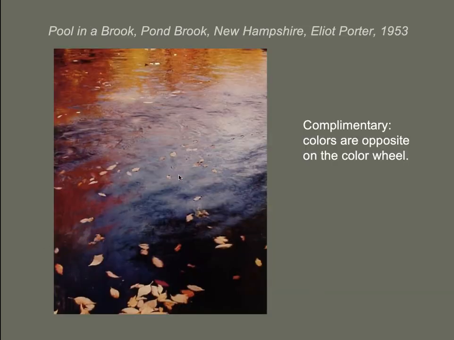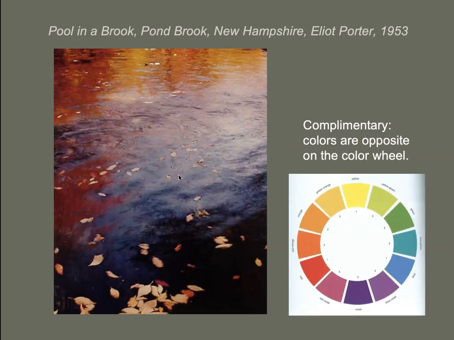Then we have complementary colors, and these are colors that are opposite on the color wheel. This is a great example of that, Pool in a Brook by Porter from 1953. When we look at the color wheel and we look at this composition, you can see that we have the blues here, really going into purples. And then we have an orange and a yellow orange here, and then into reds. So really these are opposite colors.